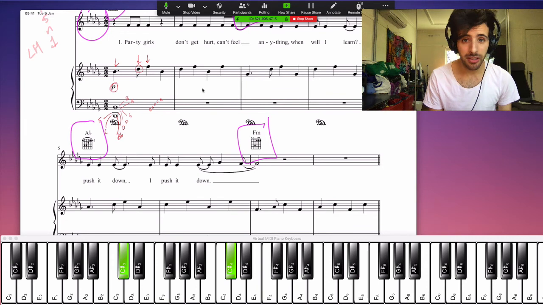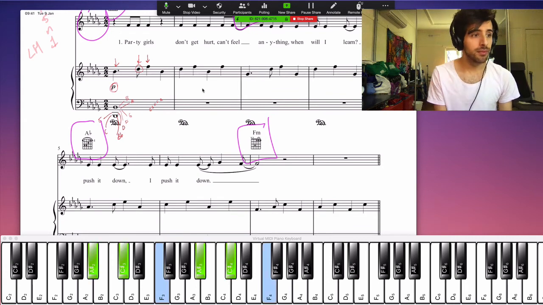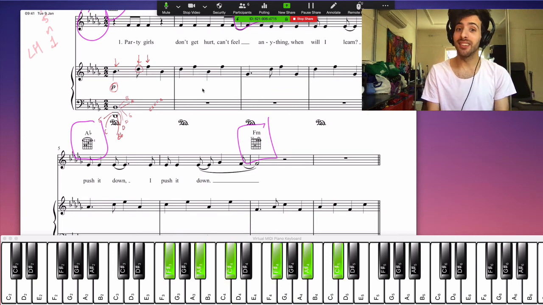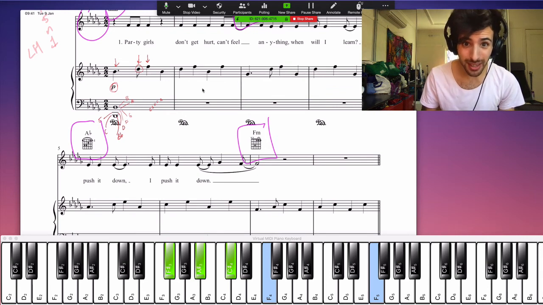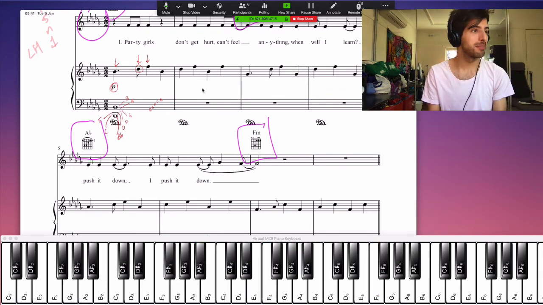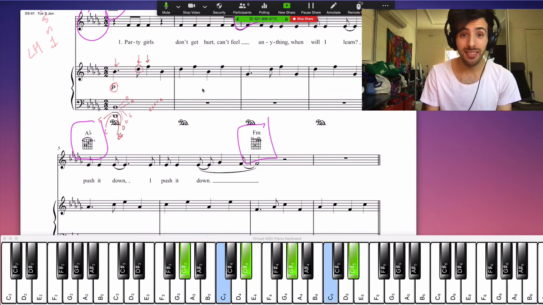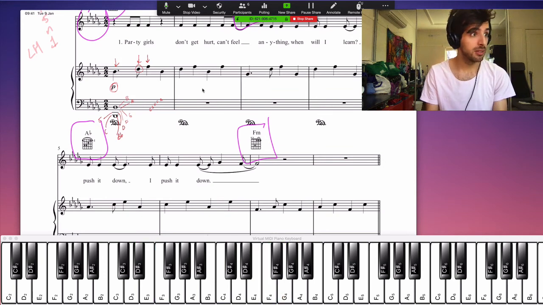B flat minor is just the 6th chord. Then it goes to a G flat major chord. G flat major is just the 4th chord in D flat. The major 7 in G flat major 7, bear with me guys, is a 3rd in D flat, okay? But don't worry too much about that. Then the next chord is an A flat. A flat is just the 5 chord in D flat major.